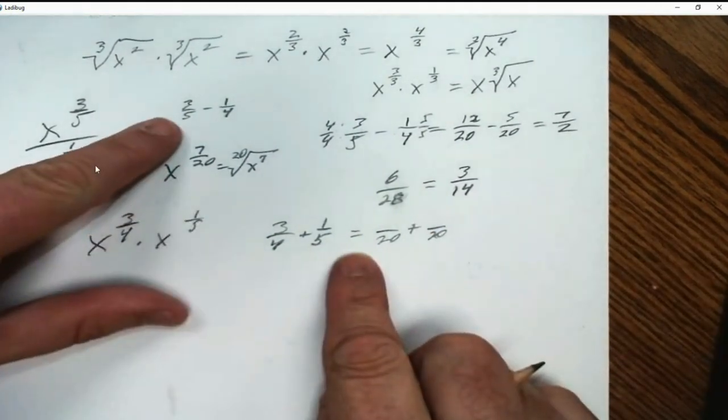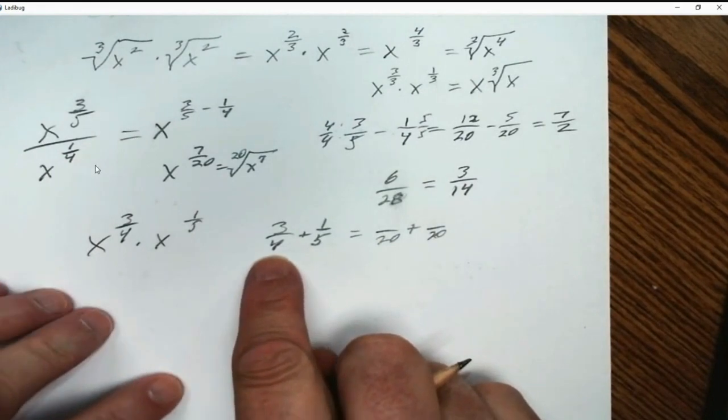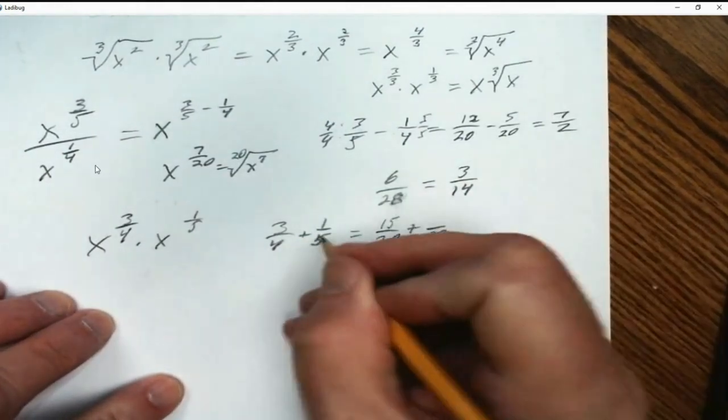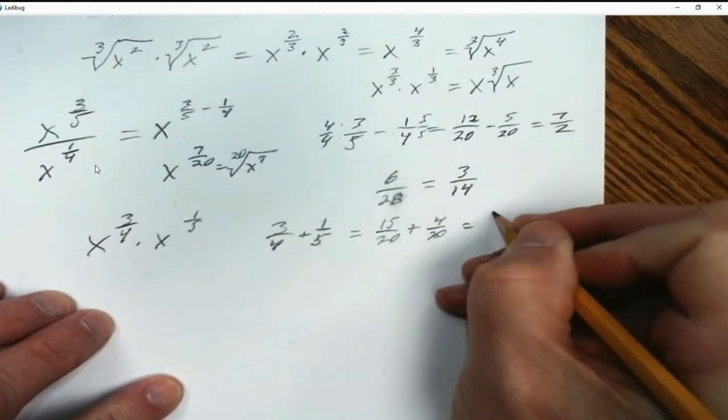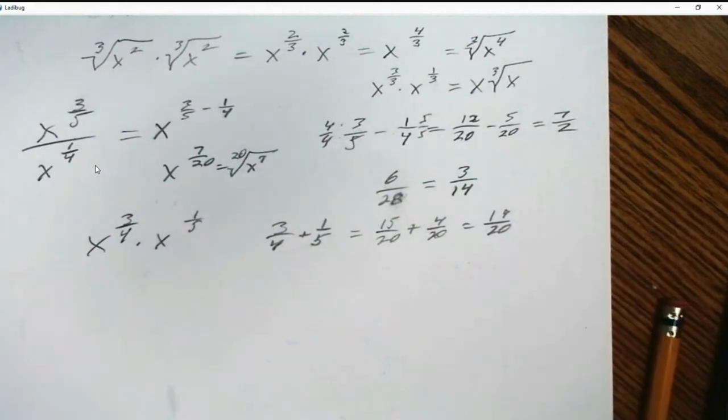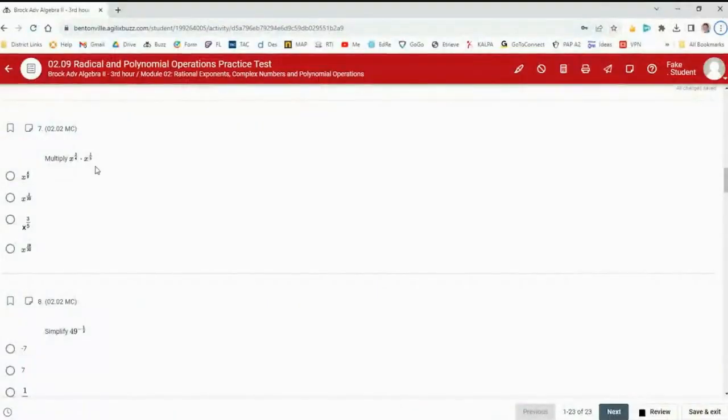So this one we were subtracting, this we're adding. So 3/4 would be the same thing as 15/20ths. 1/5 would be 4/20ths. So this is 19/20ths. So let's see what choices we have on that. x to the 4/9, 3/20ths, 3/5, and 19/20ths right there.